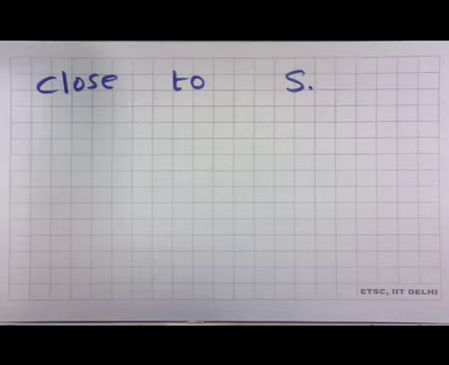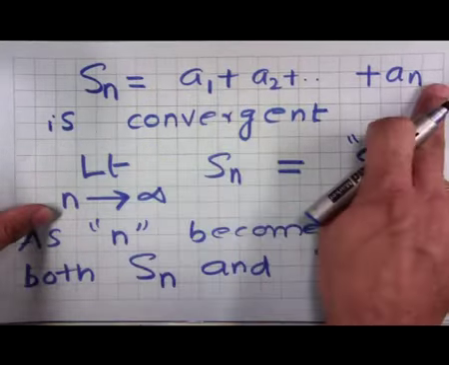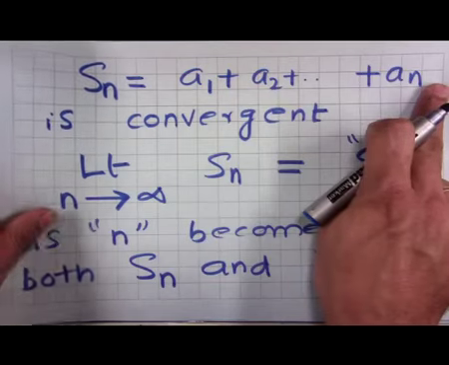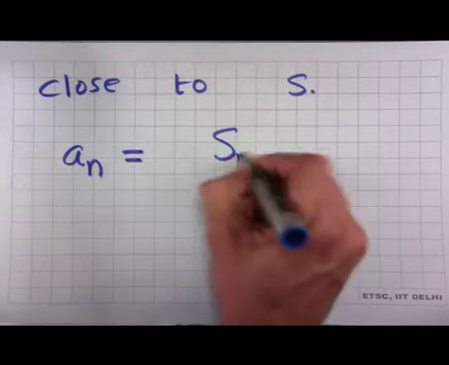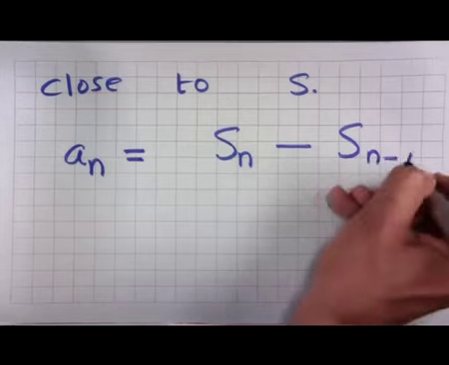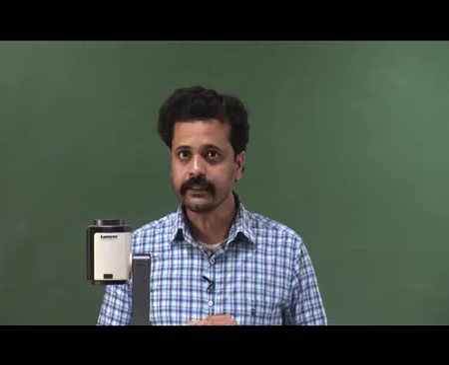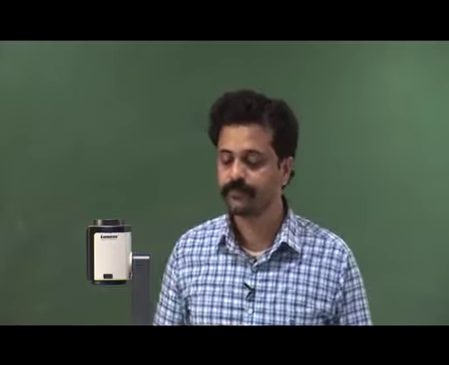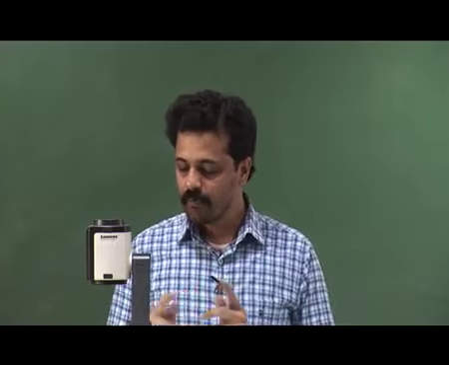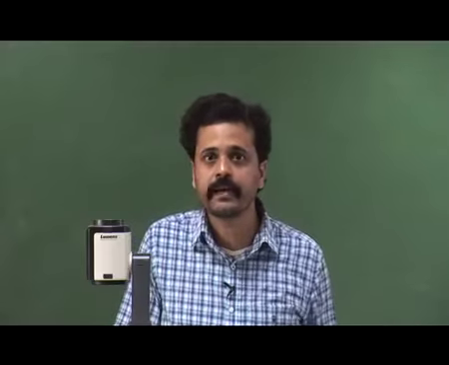Note that Sn is the sum of the first n terms, a1 plus a2 plus etc. plus an. Therefore, an is Sn minus Sn minus 1. The nth term is the same as the difference between the nth term and the n minus 1th term of the sequence of partial sums. Note that both Sn and Sn minus 1 are close to S when n becomes large.